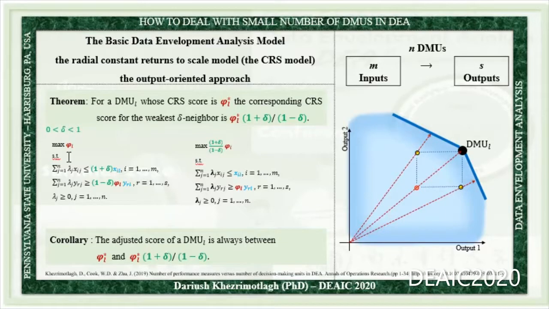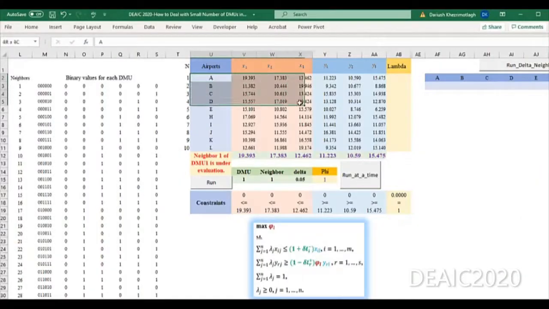So now let's program this model in Excel. Since we have a small number of DMUs, the Microsoft Excel software is very useful to explain how this methodology works. Here we have inputs and outputs of 10 DMUs in an Excel sheet.